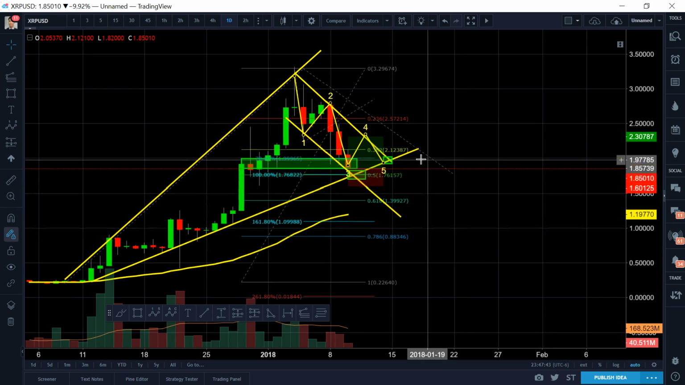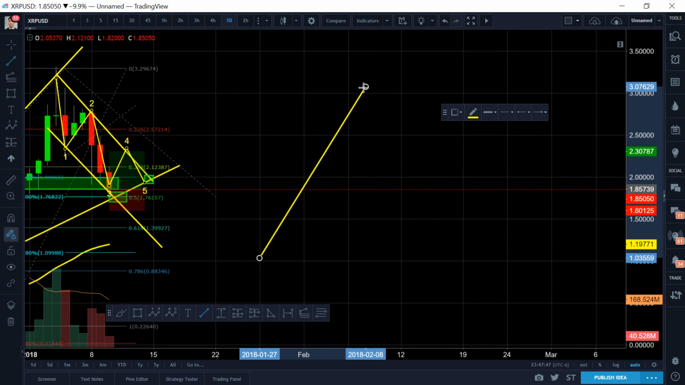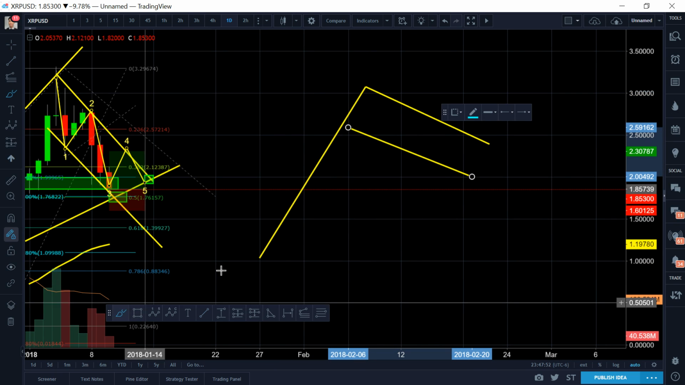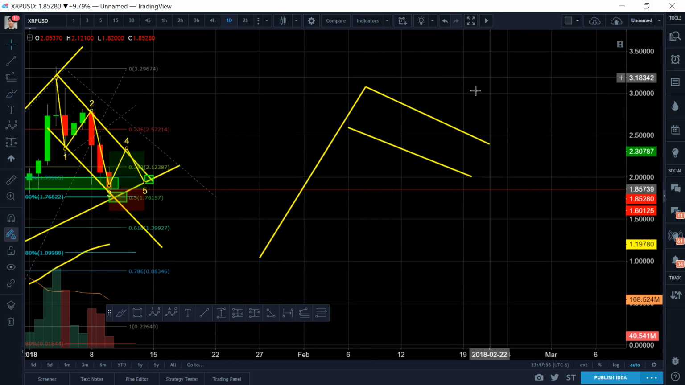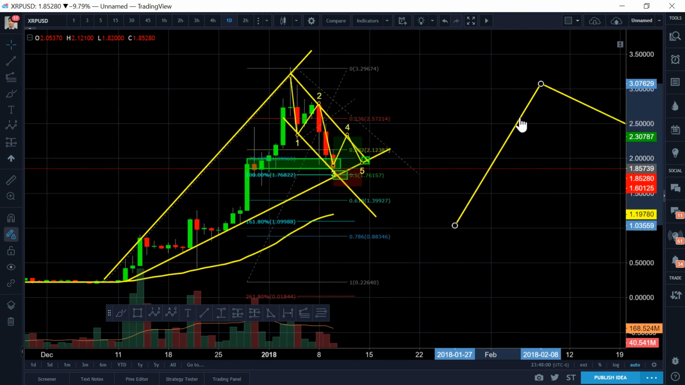Something like that, right? 5 touches. So a flag looks something like that. Okay, and it does 5 touches. 1, 2, 3, 4, 5 usually, and then it breaks out to resume its pattern, right? And that's what this guy is kind of doing right now.